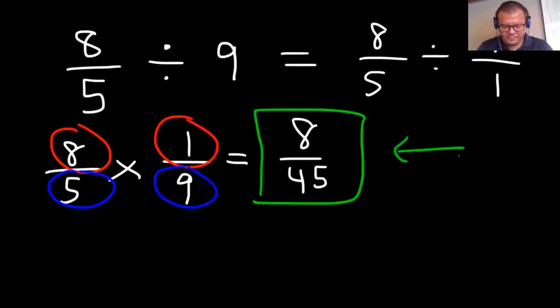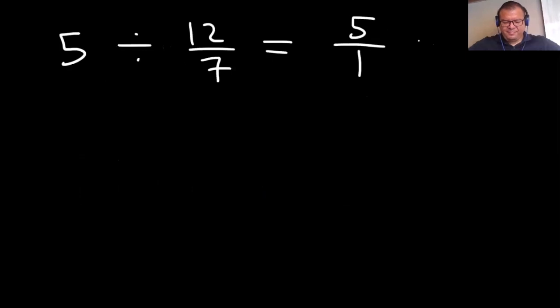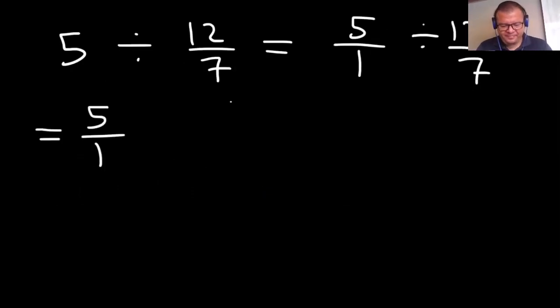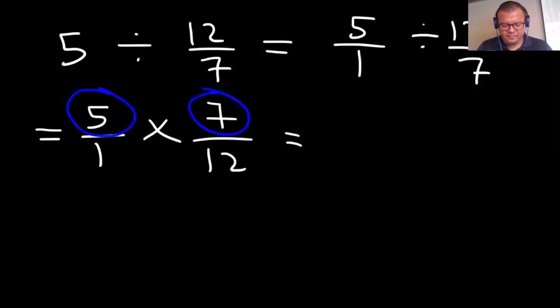So now what if we have a whole number divided by a fraction? What should we do? Well, we need to do the same thing. Rewrite the whole number as a fraction. 5 is the same as 5 over 1. Let's keep the first fraction the same, and then let's change division to multiplication. And then we're going to flip the second fraction. Now, we have no choice but to multiply across. 5 times 7 is 35. And 1 times 12 is 12. So this is our answer.